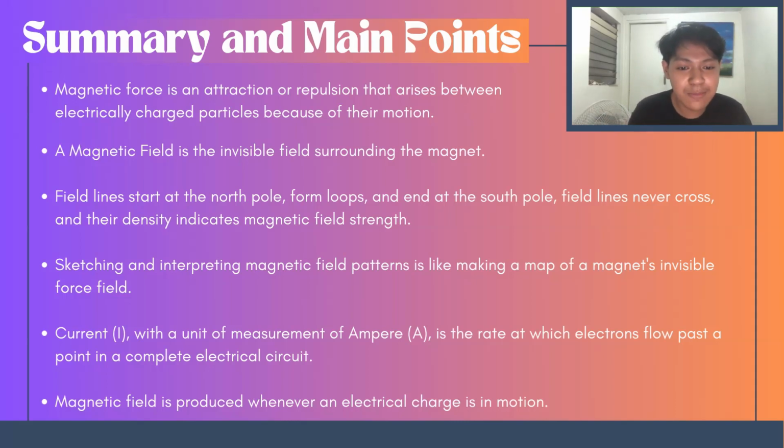So, a magnetic field is produced whenever an electrical charge is in motion. As current moves through a power line, it creates a magnetic field called an electromagnetic field. The strength of the EMF is proportional to the amount of electrical current passing through the power line and decreases as you move farther away.